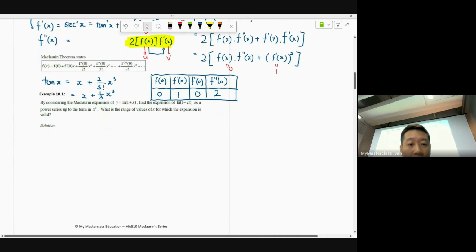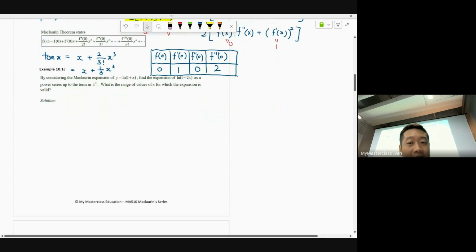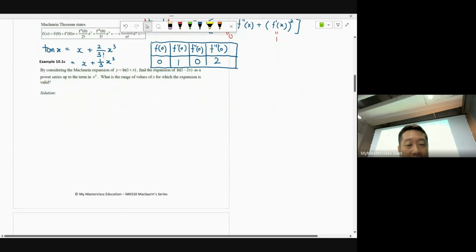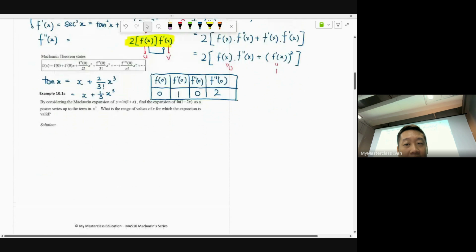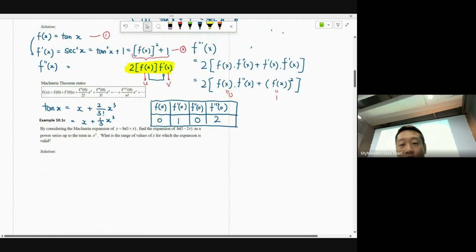Okay, so it's really all about subbing in the values of f(0), f'(0), f''(0), and f'''(0).